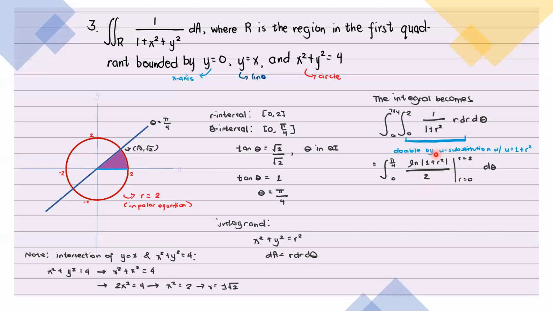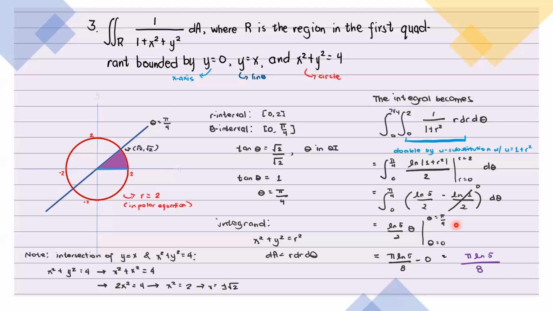So, sa 2, we have 1 plus 2 squared, we have 1 plus 4, so 5. Yun ay ln 5 over 2. And then sa 0, we have ln 1 divided by 2. ln 1 is 0, so we cancel this term. And so we have the integral of ln 5 over 2 with respect to theta from 0 to pi over 4. So constant lang to, kaya i-attach lang natin dyan si theta. So we have the following, and then evaluated from 0 to pi over 4. So sa pi over 4, we get pi ln 5 divided by 8, and then sa 0, we get 0. So our final answer is pi ln 5 divided by 8.